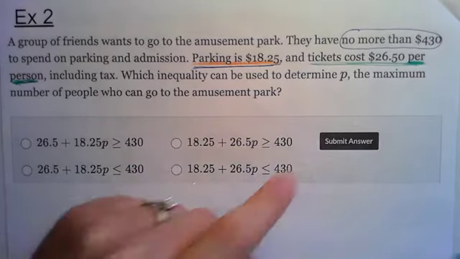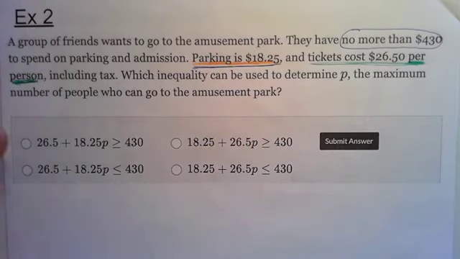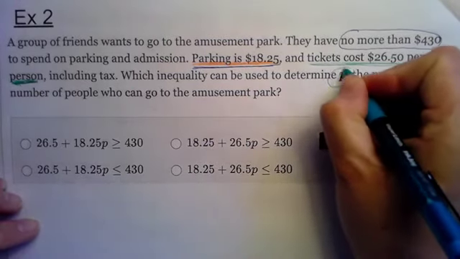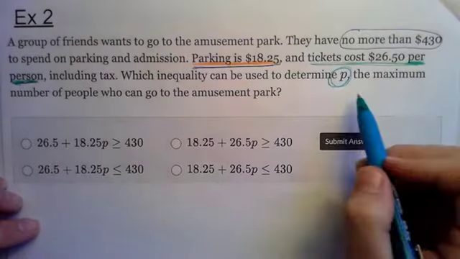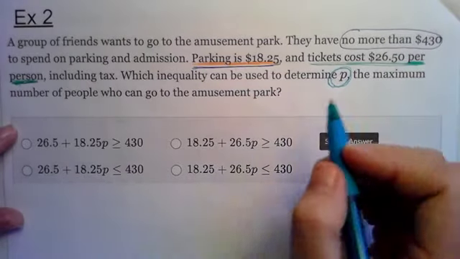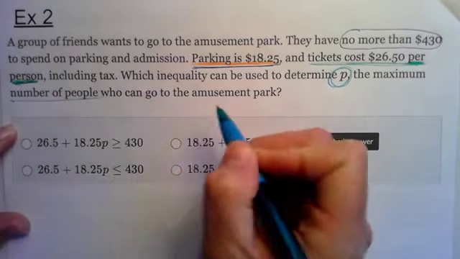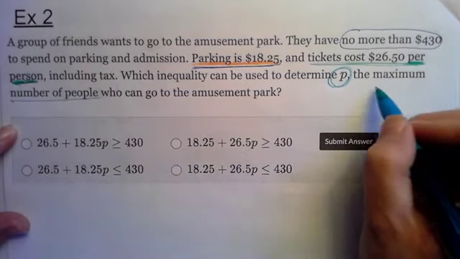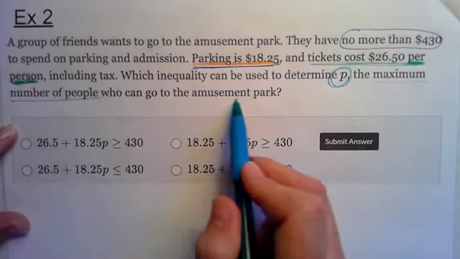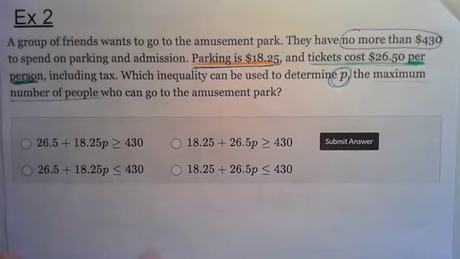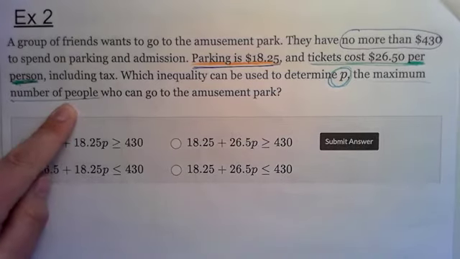Which inequality, so we know that you can see all of our equations have inequality symbols, can be used to determine P. This is very important. P is our variable. They're telling us what it means. And P is the number of people who can go to the amusement park. And this is a maximum number of people that can go to the park. So P represents the number of people.